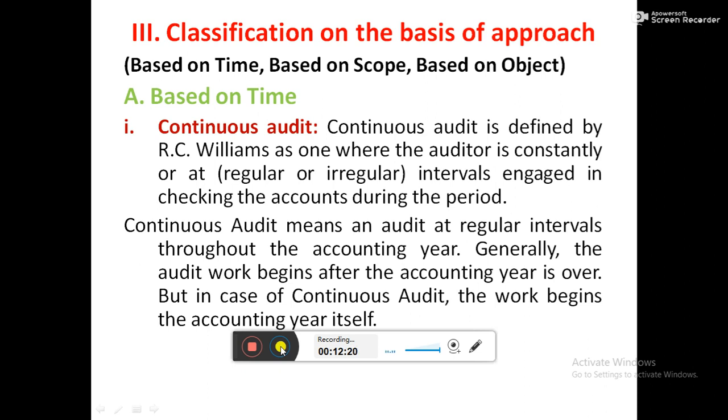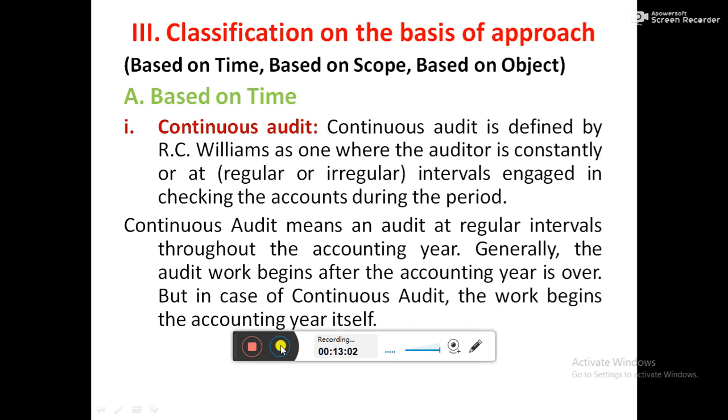The definition given by R.C. Williams: he defines continuous audit as an audit where the auditor is constantly or at regular or irregular intervals engaged in checking the accounts during that period. That means under continuous audit, the auditor keeps checking the books of accounts either at regular intervals or at irregular intervals. So continuous audit means an audit which is undertaken at regular intervals throughout the accounting year.